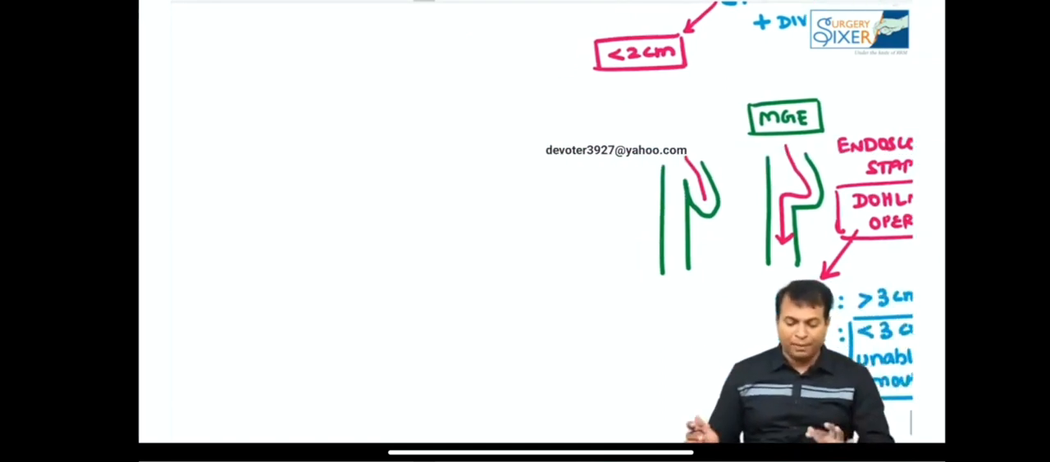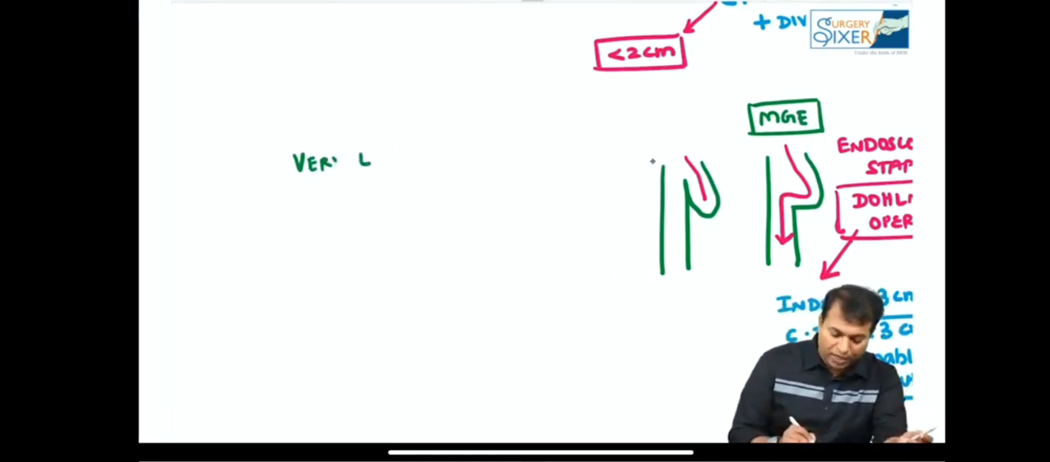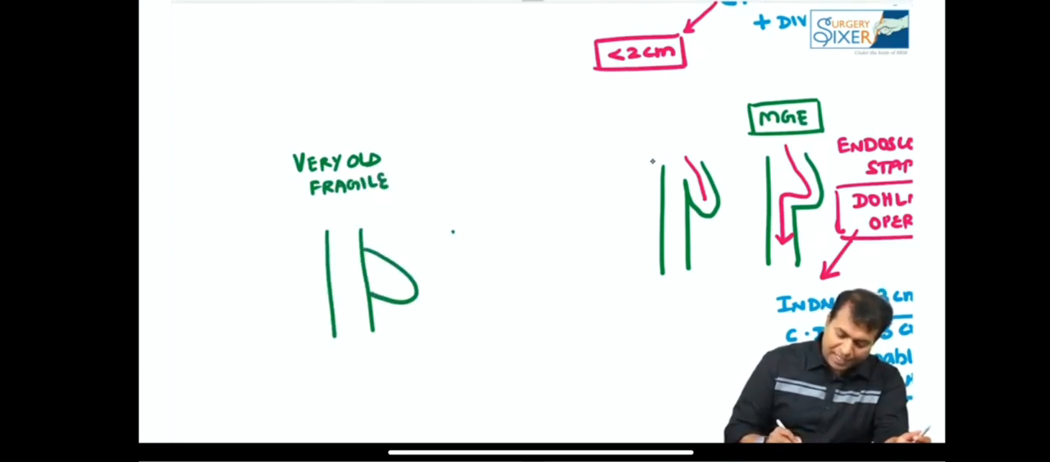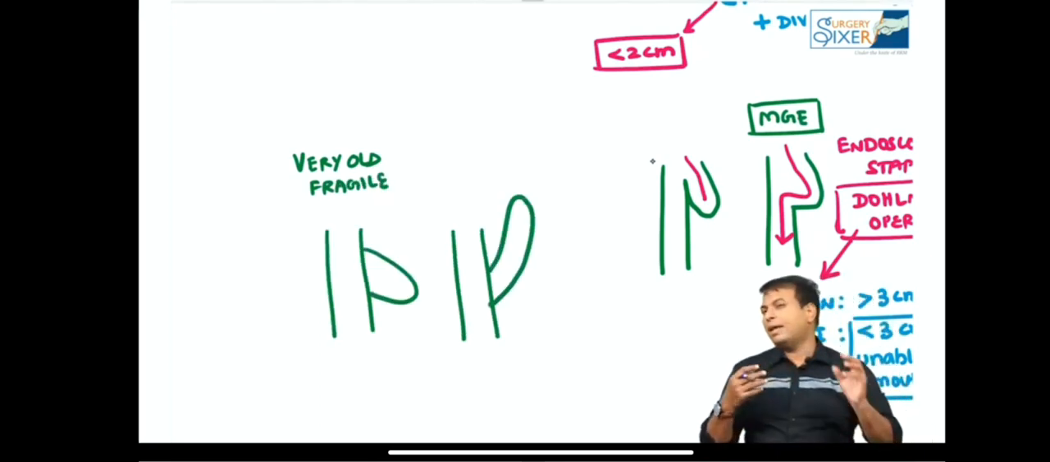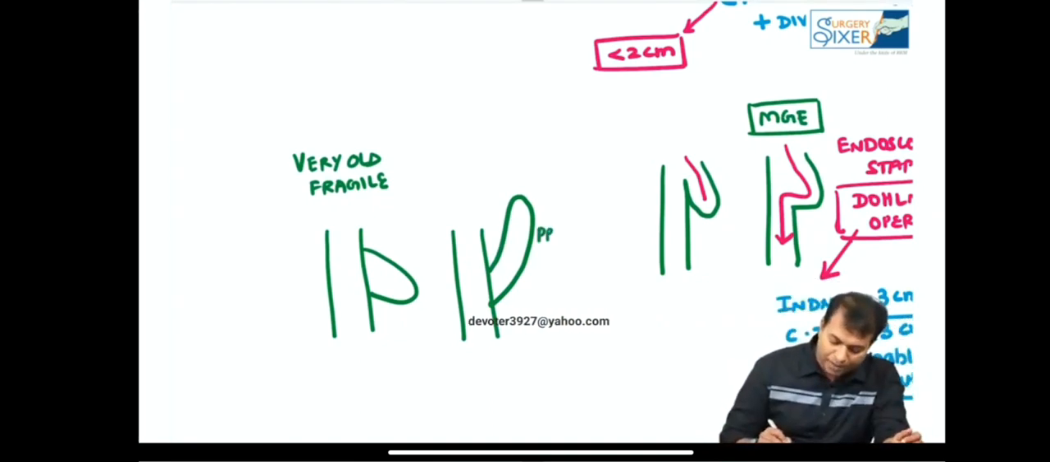There is one more operation available, which is done for very old and fragile patients. If the diverticulum is like this, we make the diverticulum upside down: from looking down, we make it look up, and we fix it to the prevertebral fascia. The diverticulum is fixed to the prevertebral fascia.